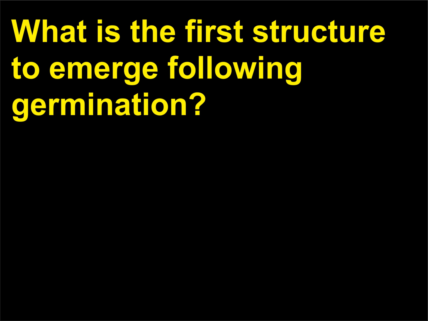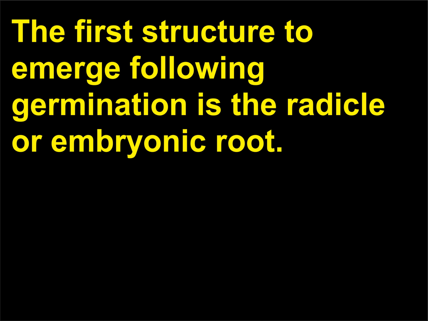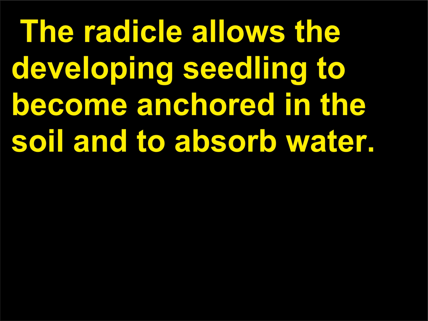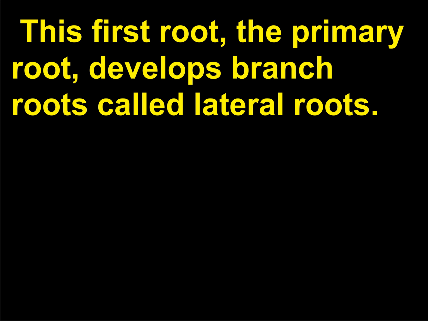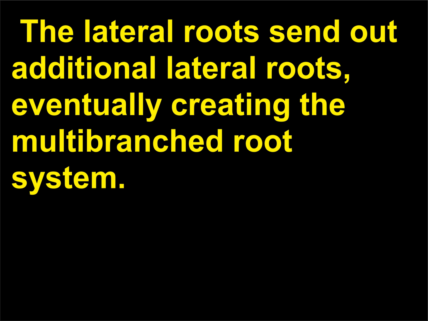What is the first structure to emerge following germination? The first structure to emerge following germination is the radicle or embryonic root. The radicle allows the developing seedling to become anchored in the soil and to absorb water. This first root, the primary root, develops branch roots called lateral roots. The lateral roots send out additional lateral roots, eventually creating the multi-branched root system.